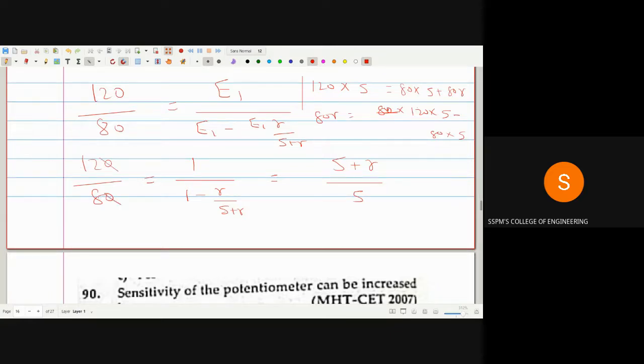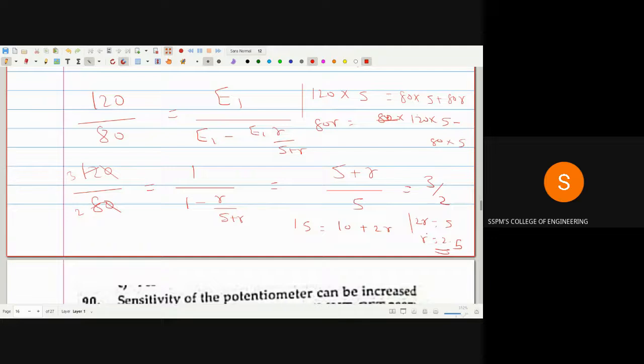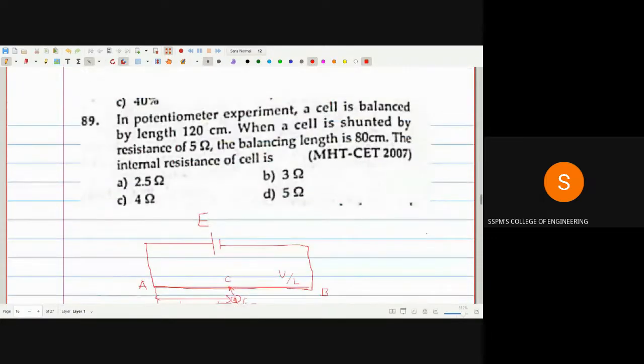See what comes here: 4 into 2 is 8. 3/2 will come. 3/2 is equal to 5 plus R divided by 5. So 15 is equal to 10 plus 2R. So 2R is equal to 5 and R is equal to 2.5 ohm. What is the answer? The internal resistance is 2.5. So option number A, 2.5.